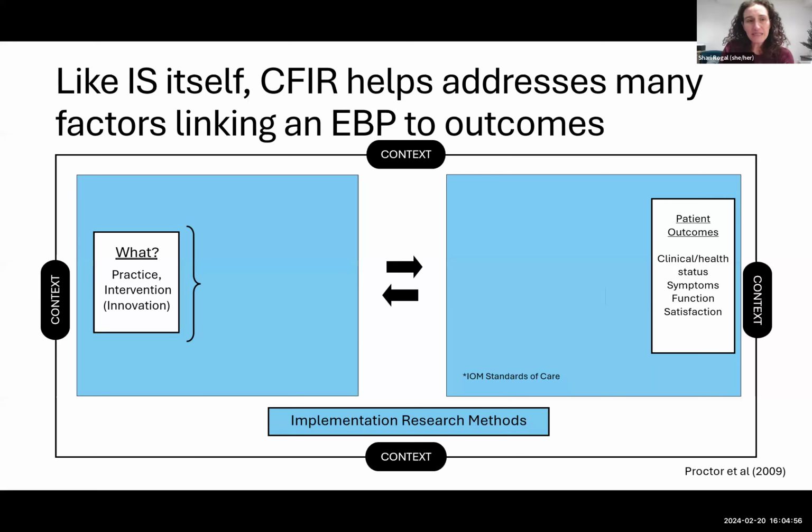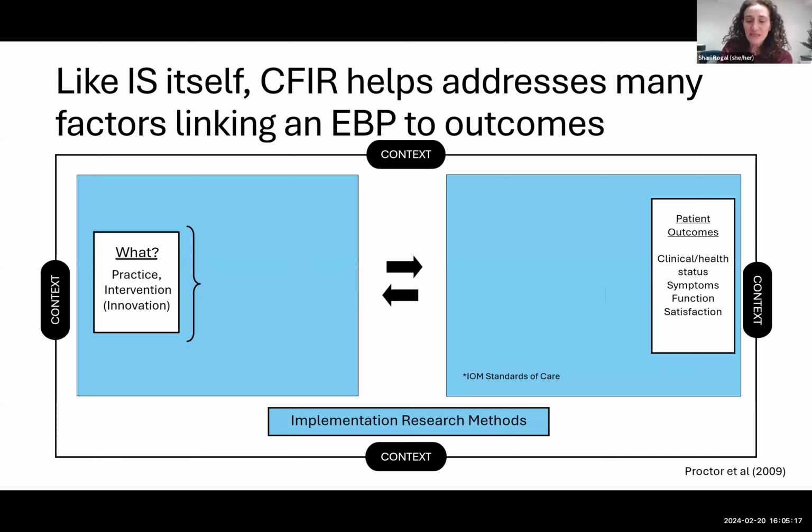So like implementation science itself, CFIR helps to address the many factors that link an evidence-based practice to outcomes. And I'm showing here the Proctor model for implementation science. And I'm also going to show you the new outcomes addendum, which is going to be sort of similar to some of what you're going to see on this slide.